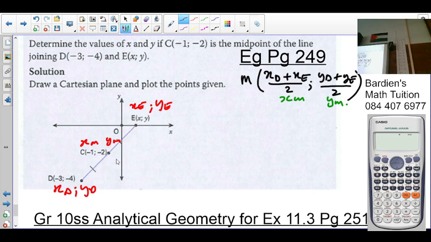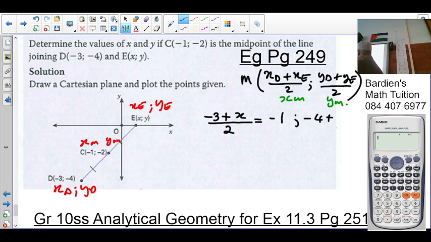So xd is what? So you got negative 3 plus xe. What's xe? X over 2 is equal to negative 1. So what do you see now? The equation. So we can solve the equation here. On the other end, yd: negative 4 plus y over 2 is equal to negative.